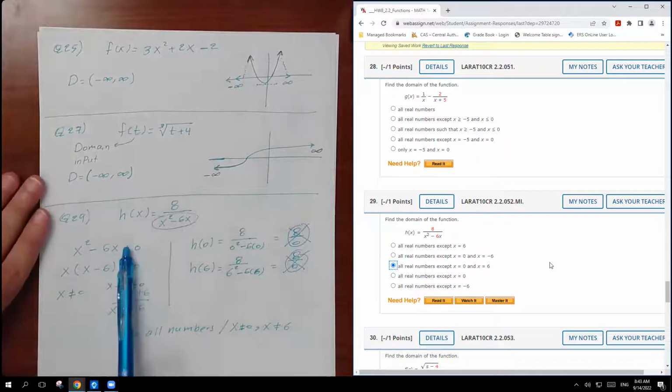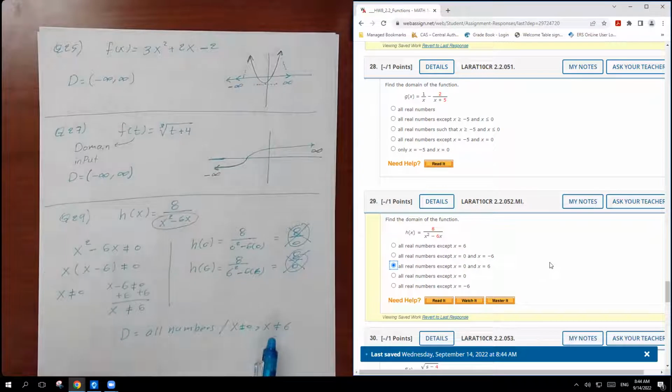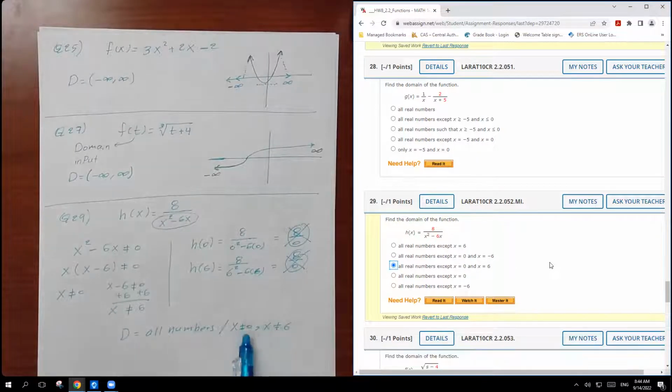If you want to put an equal sign, it's going to be right. The main thing is you're not going to choose these two values. If you put a not equal sign, it's fine. That means you can choose all the numbers not equal to 0. That means 1, 2, 3, 4, negative 1, negative 2, and keep going, except 6 and 0.